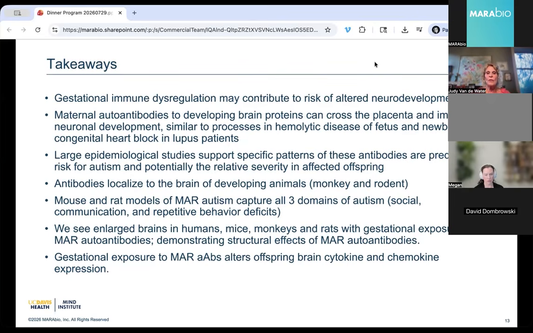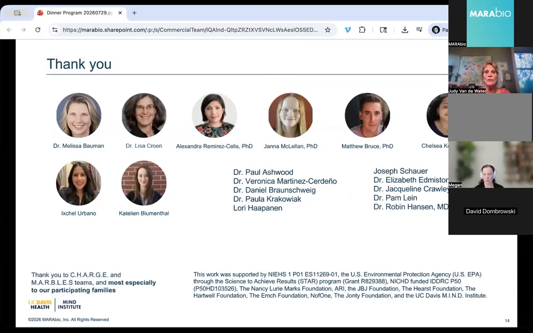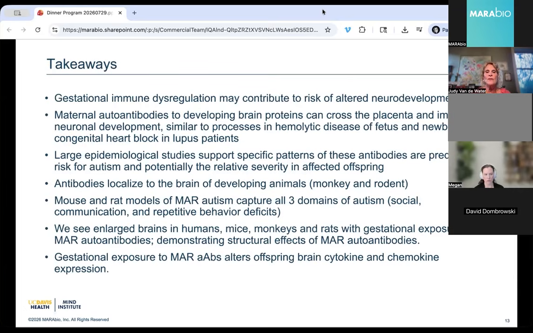The mouse and rat models capture all three domains as best we can in a rodent model: the social, communication, and repetitive behavior. And we see the enlarged brains, which I think is a very interesting clue that we are physiologically changing the way the brain is developing. And we're still trying to understand what is causing that. What is that derived from?